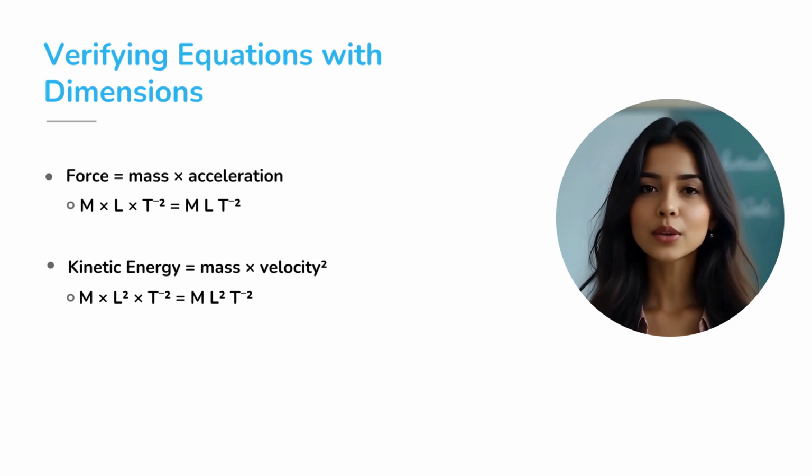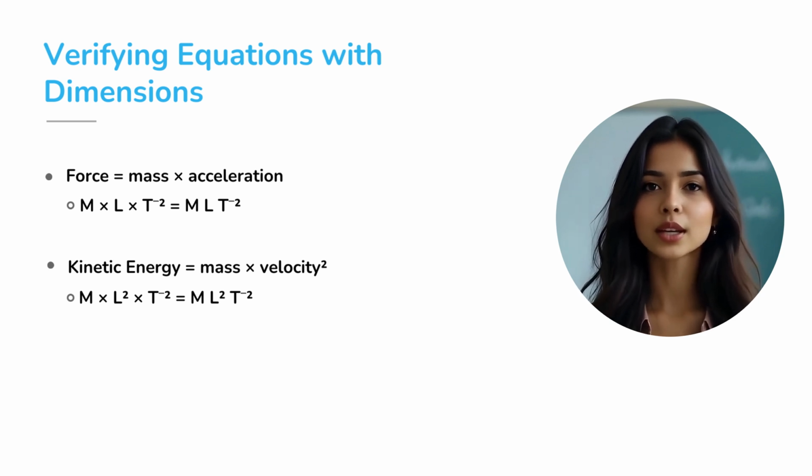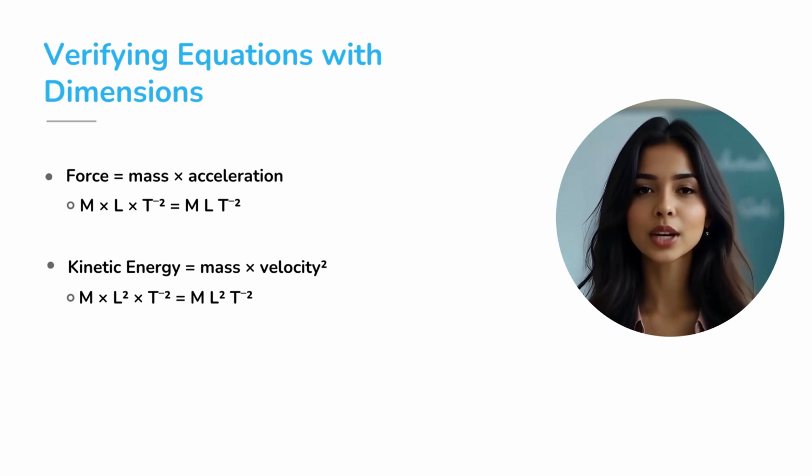What about this one? Kinetic energy equals mass times velocity squared. M times L times T to the power minus 1, squared, equals M times L squared times T to the power minus 2. Also valid.